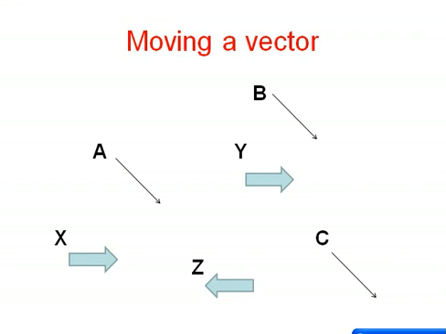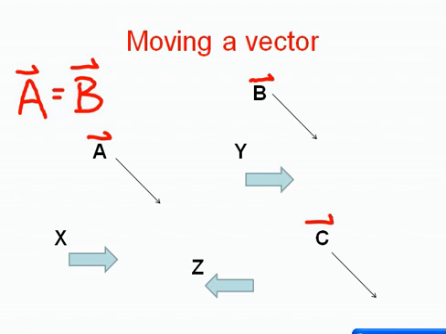So take a look at these three vectors. You've got three vectors here, A, B, and C. Now, they're all the same length, so they have the same magnitude or size, and they're all going in the same direction. So you could say that vector A equals vector B equals vector C.